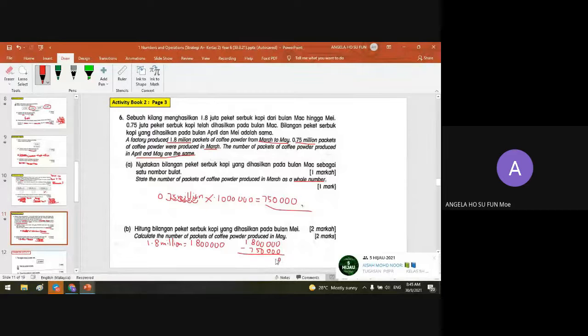I will get 0, 0, 0, 0. This is 5 because I regroup from here. Okay. All right. This becomes 7. So 7 minus 7 is 0. This is 1. This is the total coffee powder produced in the months of April and May. So another step will be, we get 1,050,000. All right, because April and May are the same.